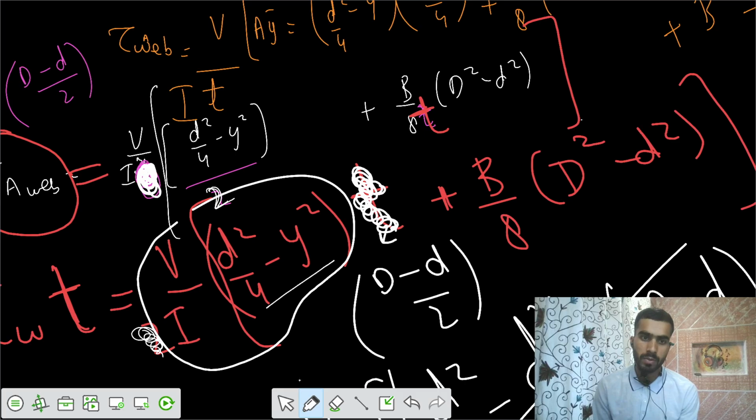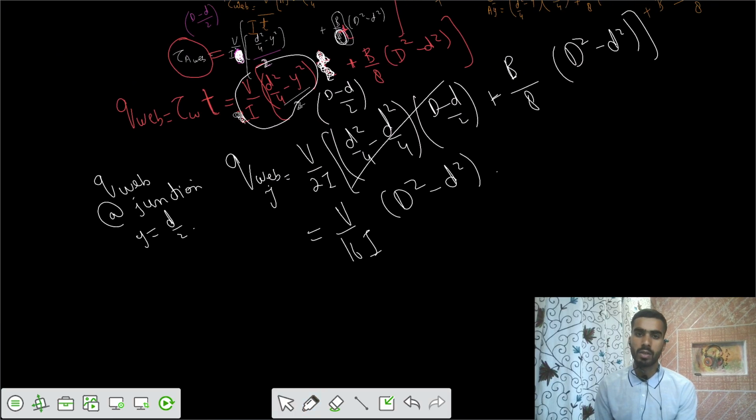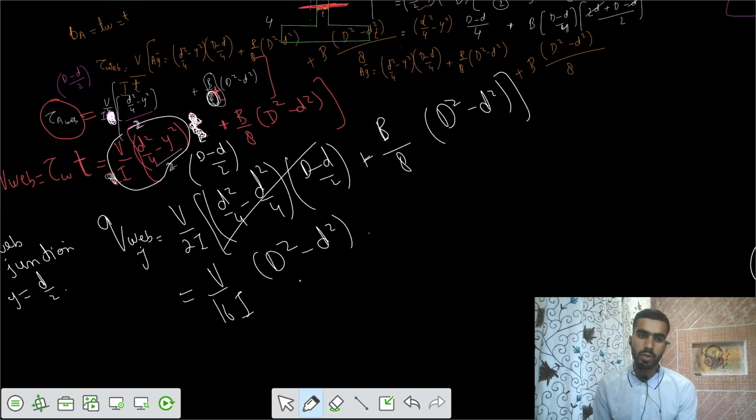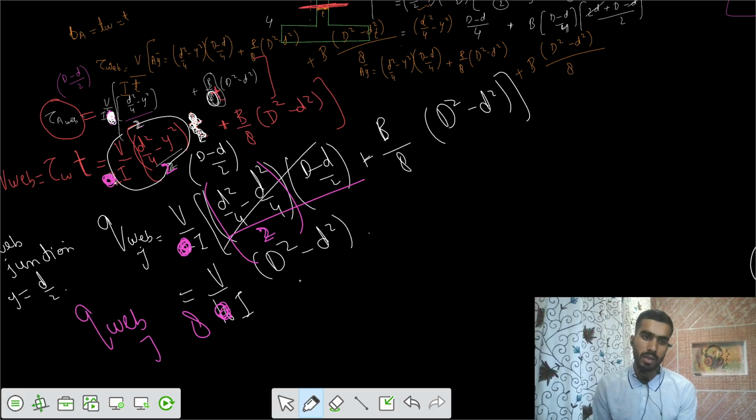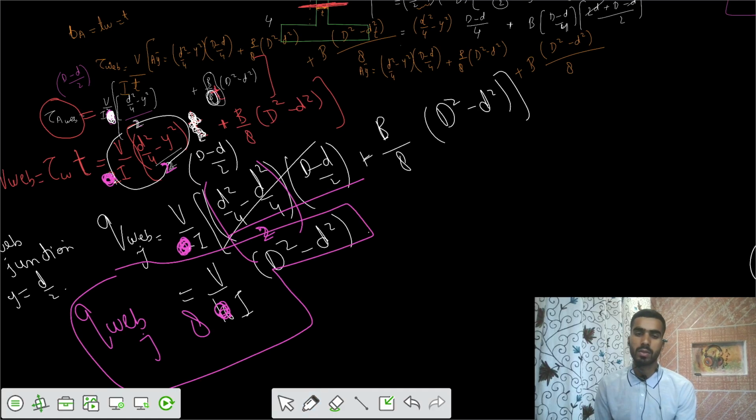This was for the first part. You can have that 2 for the first part. For the second part, you had only that 8 value here, you don't have 16 here. So if you only have 8 here, that means this 2 was not common, and it was in the first term itself. It was not outside. So you get the final value of V by 8I for the shear flow in the web at the junction, equal to V by 8I (D squared minus d squared).